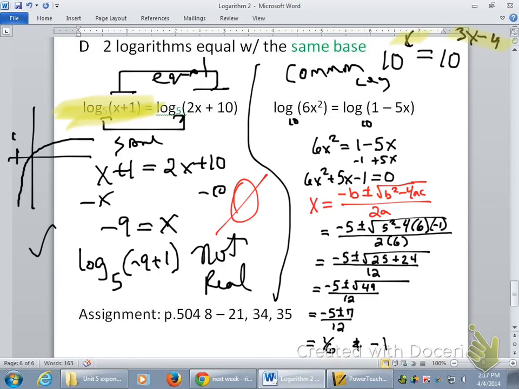Oh, 1/6 works. Okay. So we found out, of course, that in our calculator the 1/6 does work, but the negative 1 does not. So my final answer is just the 1/6.